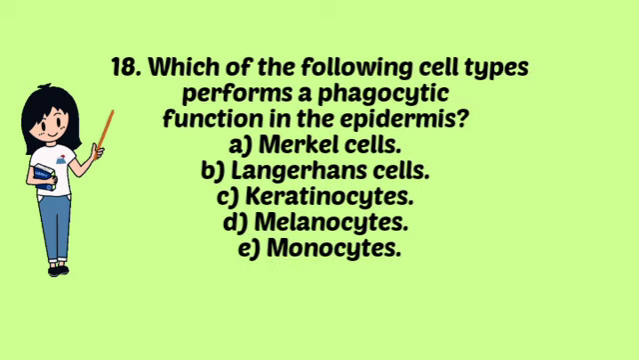18. Which of the following cell types performs a phagocytic function in the epidermis? A. Merkel cells. B. Langerhans cells. C. Keratinocytes. D. Melanocytes. E. Monocytes. Option B is correct, Langerhans cells.